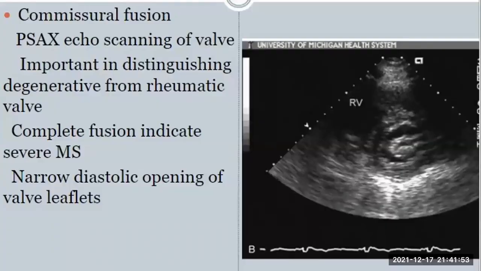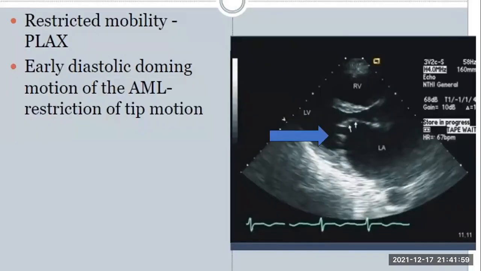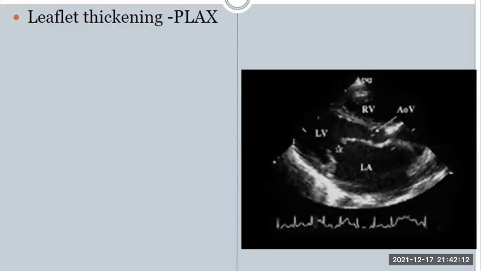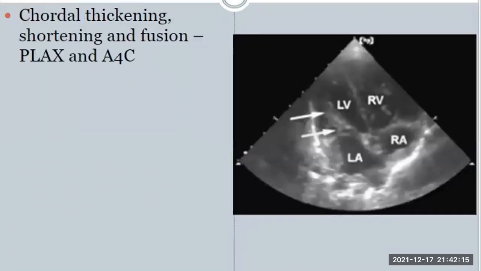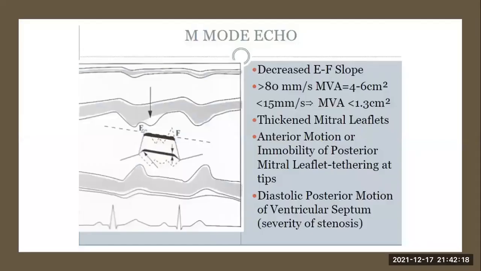So as we said, in rheumatic mitral valve disease, we can find the fusion, the early diastolic doming motion of the anterior mitral leaflet, which is the hockey stick appearance, and the calcification, the chordae shortening and fusion. And this on M mode, okay, on M mode you can here find an anterior motion or immobility of the posterior mitral leaflet. You can see it here, okay.